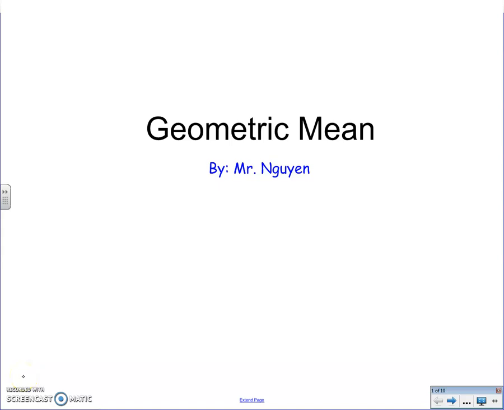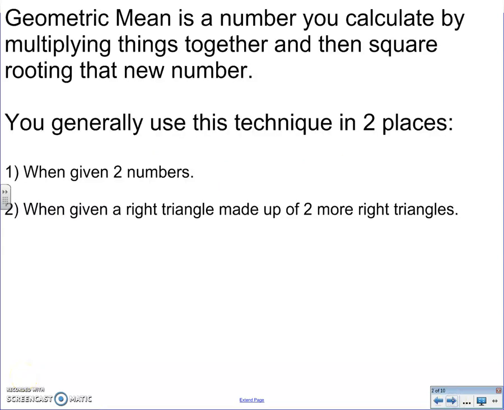This video is about geometric mean. So, geometric mean is a number you calculate by multiplying the things together and then square rooting that new number. You generally use this technique in two different places. One is when you're given two numbers, and two is when you're given a right triangle made up of two more right triangles. So there'll be three right triangles.